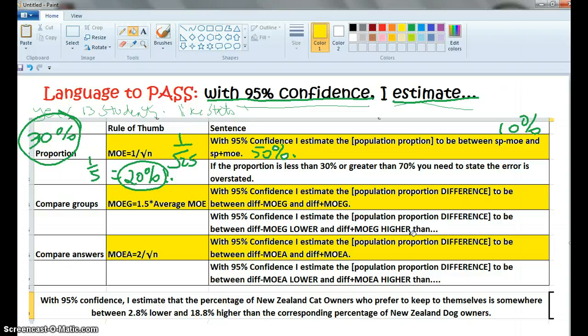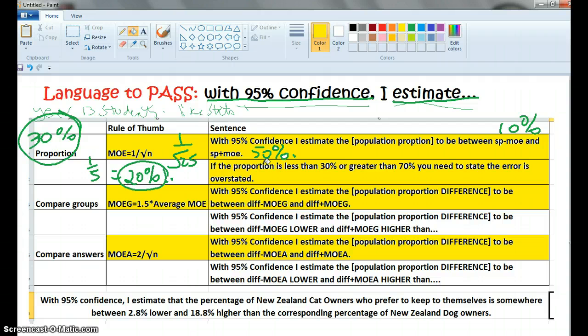The next thing you have to have in those sentences is the population. So you've got to read the report and find out what the population is. The other thing you've got to have is what proportion is it. So when I said with 95% confidence I estimate the proportion of New Zealand statistics students, that's my population. Who likes stats is my proportion. Does that make sense? Yeah. And then for this first one, well, for all of them, basically, if the proportions are less than 30 or greater than 70, you just need to say, oh, my rule of thumb overstates the error. That's all you have to say.